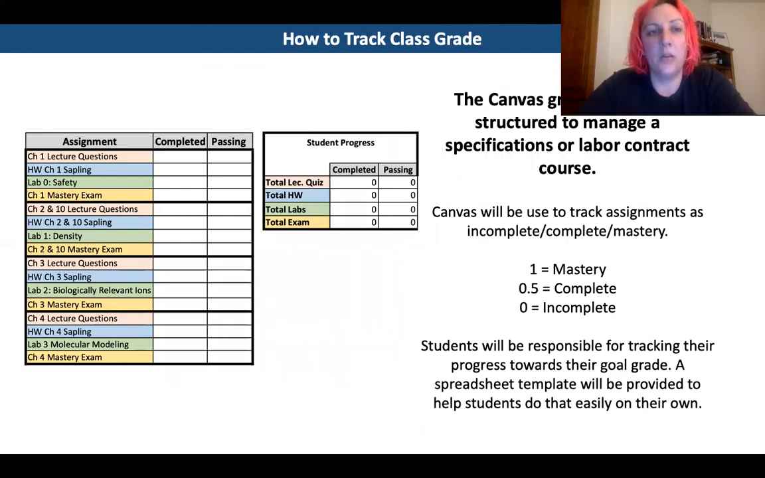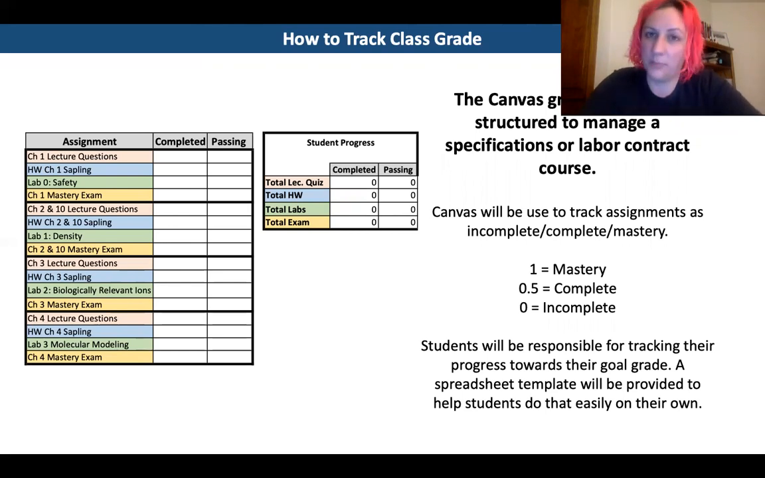And so I've created an Excel sheet, and this is just kind of like a cut out of it, that's available on Canvas for you to use to populate complete and passing or mastery scores as you get them in Canvas. And that'll then auto tally for you, and there'll be a comparison to the different grades, so you have a sense of where you are in the class.